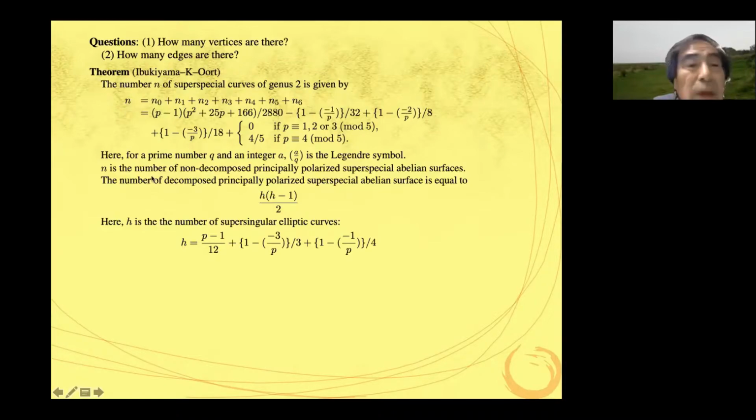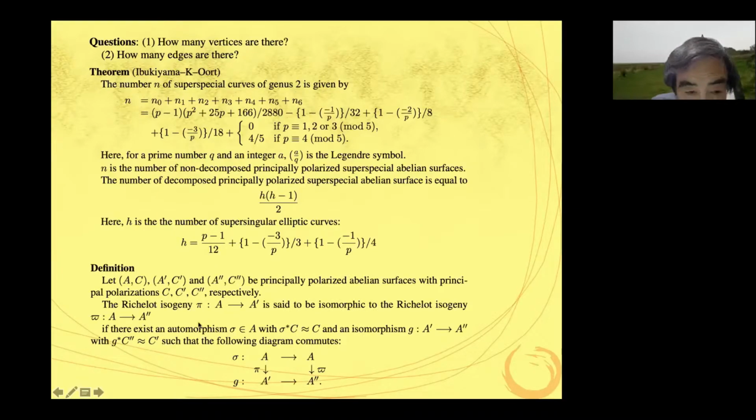p is, of course, the characteristic of the base field. And this symbol is the Legendre symbol. And this is the non-decomposed case. For the decomposed case, the number of principally polarized superspecial abelian surfaces is equal to this number. Here, H is the number of supersingular elliptic curves. So already we know the number of vertices in this case.